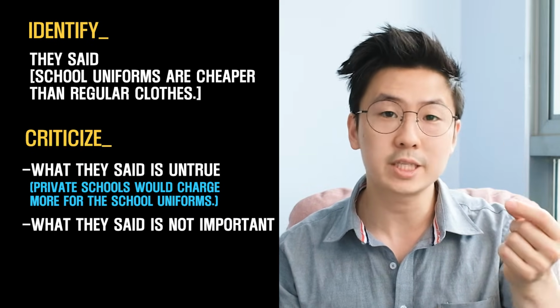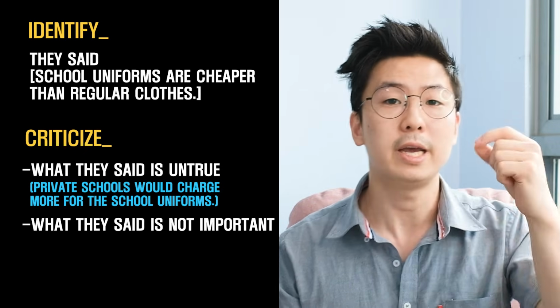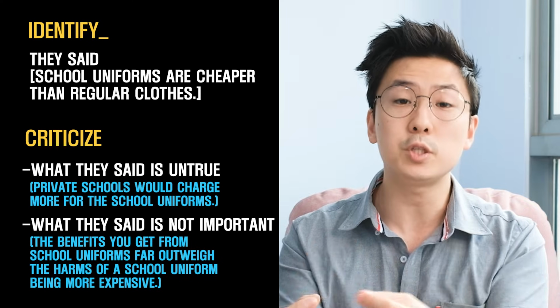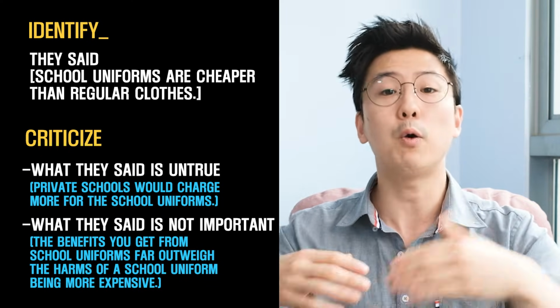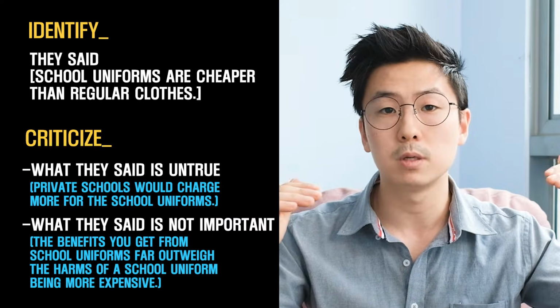After you prove that school uniforms being more expensive is not true, you could also say that it's not important. So you could say something like, even if school uniforms are more expensive, it doesn't matter because the benefits you get from school uniforms far outweigh the harms of a school uniform being more expensive. In this way, you've not only proven that it's not true that school uniforms are more expensive, but also, assuming that they are more expensive, have proven that it doesn't really matter that much.